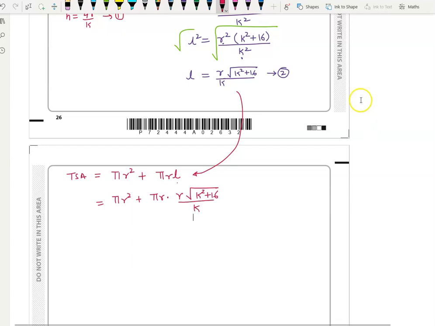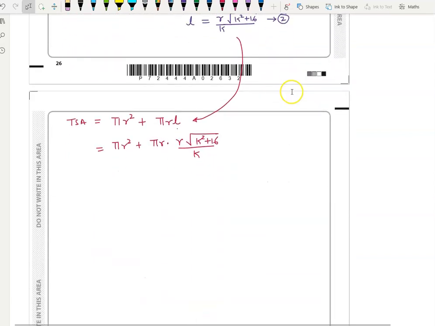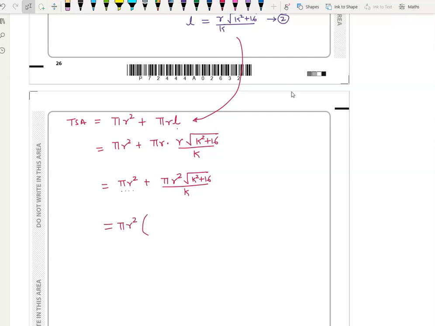Now, if you look at the question, they want it in a compressed form. You have to take pi r square common. Okay, so let's combine both. So here we'll get pi r square plus numerator pi r into r will be pi r square root of k square plus 16 whole upon k. Now we can factor out pi r square from both. From the first term everything is out, you are left with 1. From the second term pi r square is out, you are left with square root of k square plus 16 whole upon k.